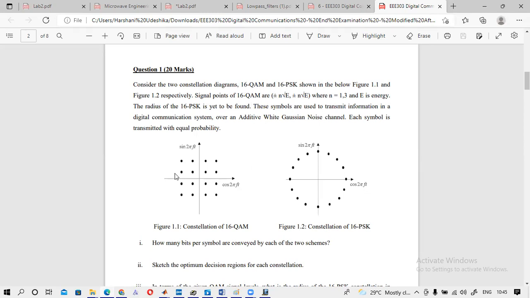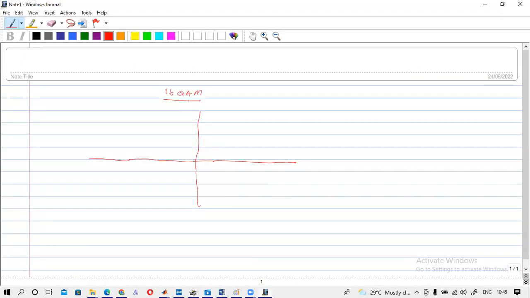We have two constellation diagrams. First, we will look at the 16 QAM constellation diagram. In constellation diagrams, what are the things we are going to mark? Here we have two basis functions. For 16 QAM we need two basis functions, if you can remember. You can get these basis functions using the Gram-Schmidt orthogonalization procedure.